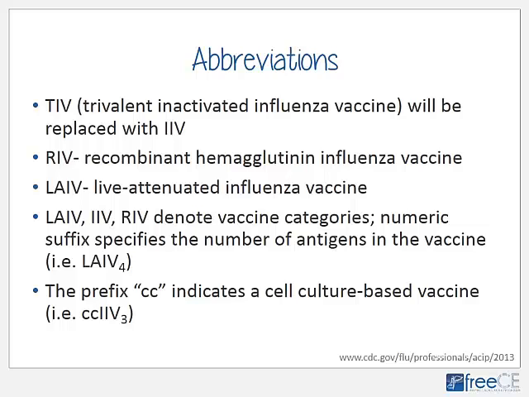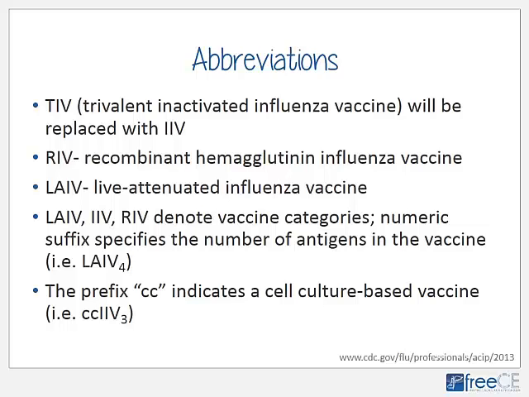So we do have one new recombinant hemagglutinin influenza vaccine, the RIV product, that's Flublok. We also have an inactivated influenza vaccine, which is a cell culture-based vaccine produced in cells and not in chicken eggs. And that specific product is going to be Flucelvax. So we'll talk about that specific product on the next slide. So those should be all of the abbreviations that you should need to know.